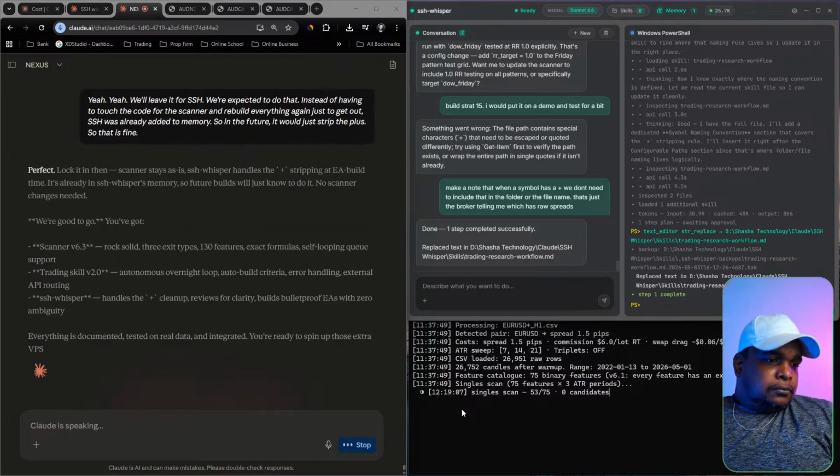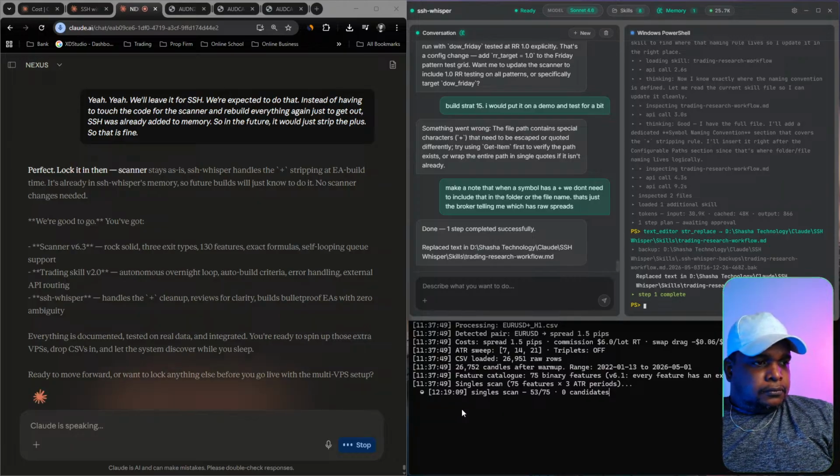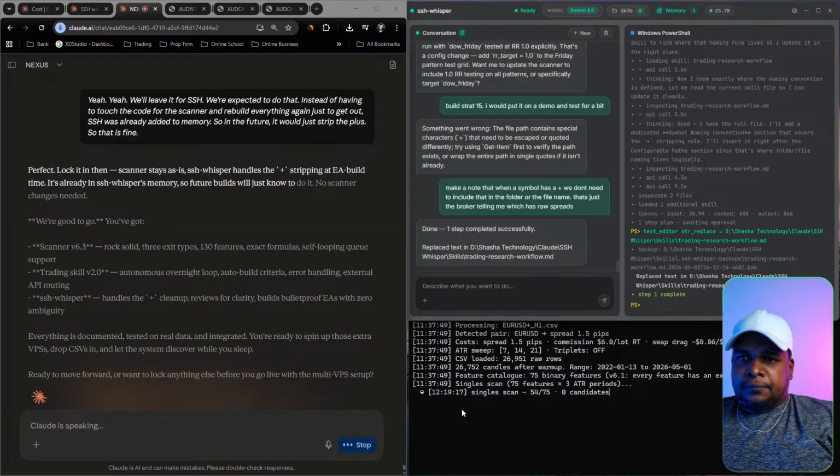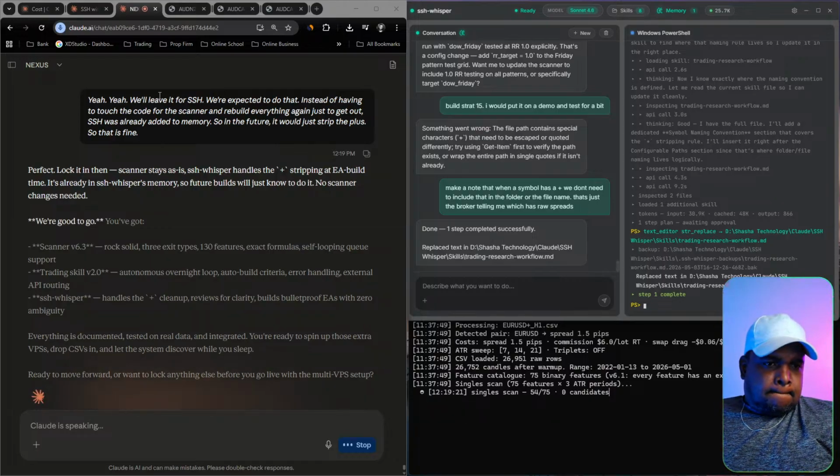Perfect. Lock it in then. Scanner stays as is. Whisper handles the plus, so stripping at EA build time. It's already in SSH Whisper's memory, so future builds will just know to do it. No scanner changes needed. We're good to go.